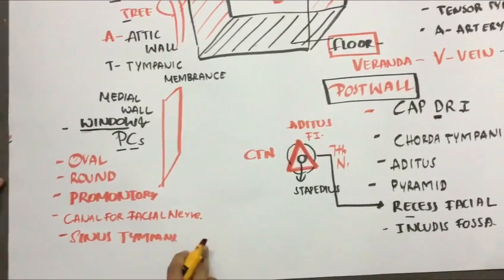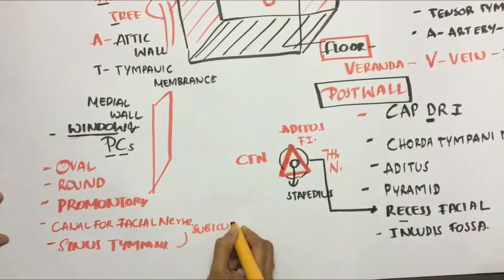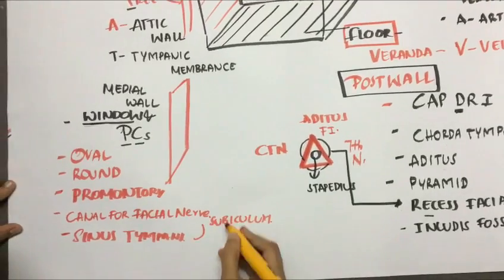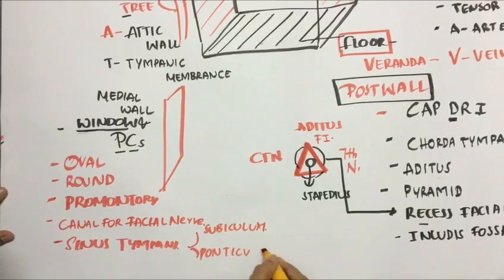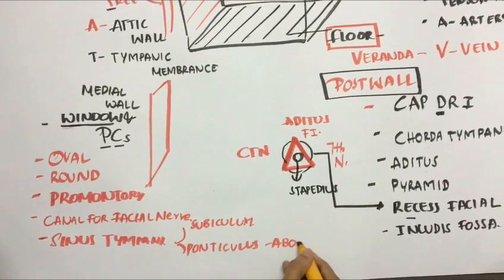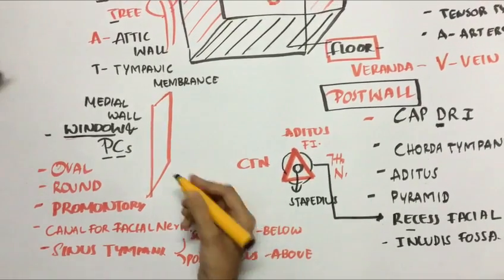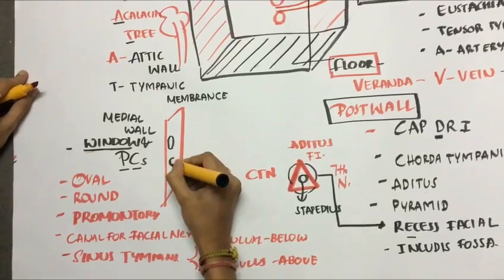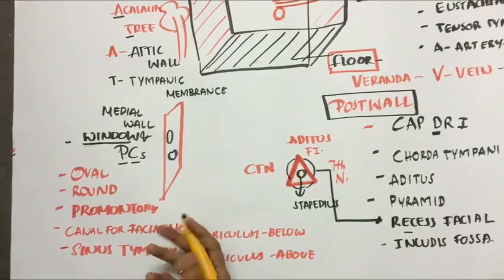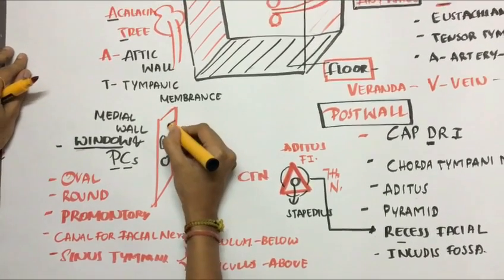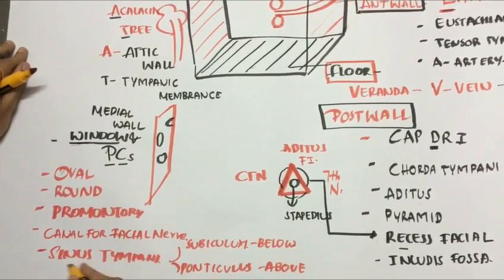Sinus tympani is medial to the pyramid. It is a deep recess. Above the sinus tympani, there is the ponticulus, and below it, the subiculum. There is the oval window and round window, and there is a promontory. Promontory is a bulge of the cochlear basal coil. And the sinus tympani is present.